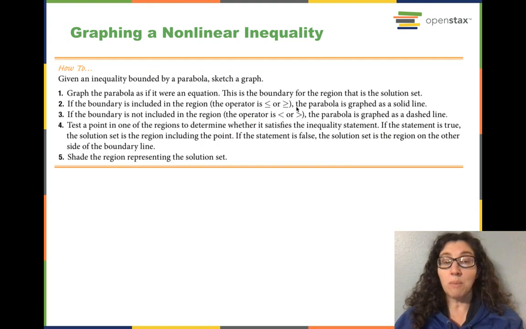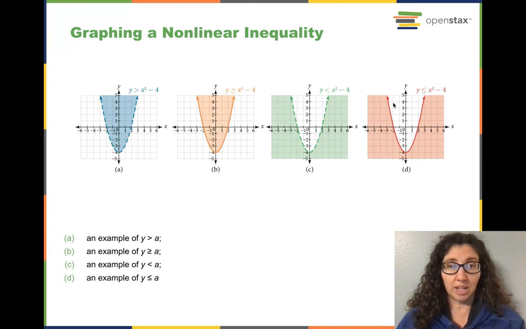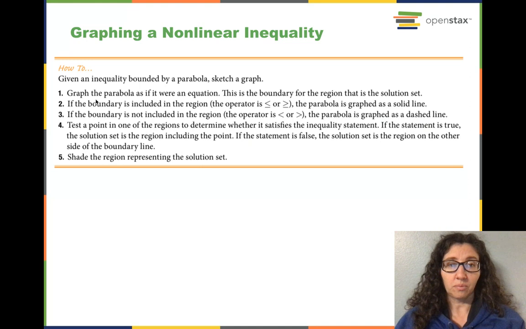So here's the method that I kind of just talked through. Given an inequality bounded by a parabola, here's how you sketch the graph. First, you graph the parabola as if it were an equation, right? This is the boundary for the region that is the solution set. So just like over here, in all of these cases we graphed as if it was y equals x squared minus 4. Then we decide if the boundary is included in the region, right? So if it's greater than or equal to or less than or equal to, the parabola is graphed as a solid line. If it's not, it's graphed as a dashed line.